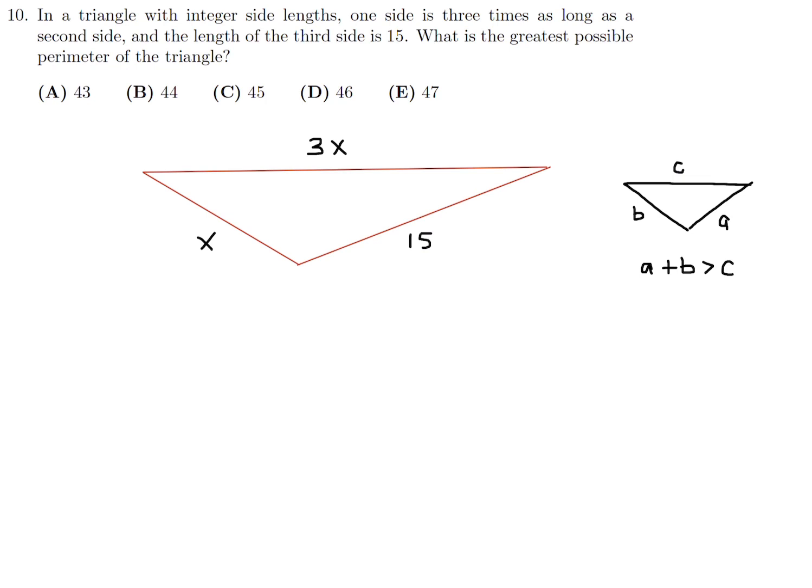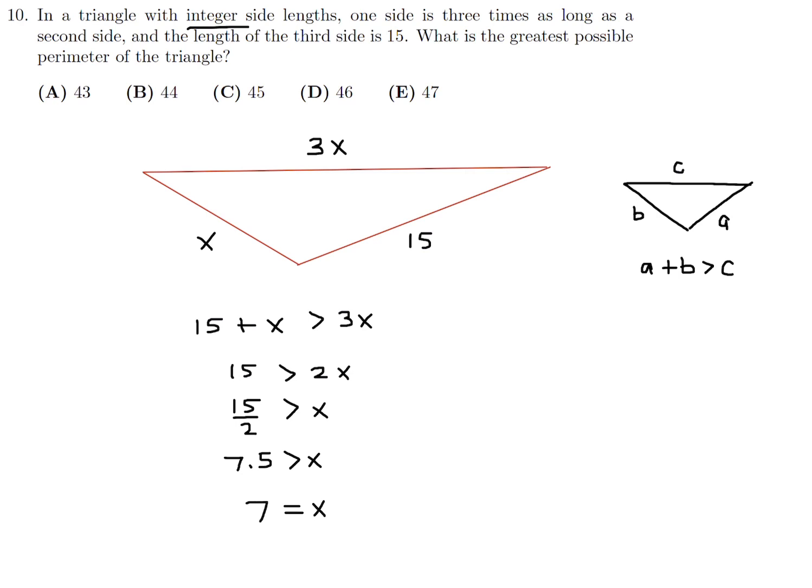So that basically means, in any kind of order, but I'll just use 15 plus x, and that would be greater than 3x. All right? Rearranging this, you get 15 is greater than 2x, and that means x is less than 15 over 2, which means x is less than 7.5. Now they tell you that the triangle has integer side lengths. So the largest x can possibly be in terms of an integer is 7.